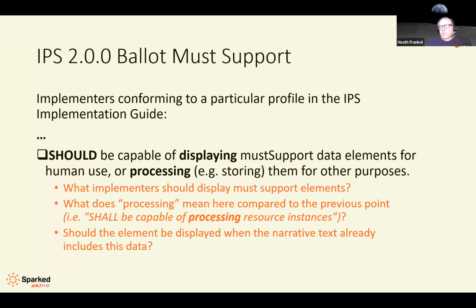And we haven't really talked about it too much yet, but there's a requirement in IPS that you generate a rendering, for lack of a better word, of the detailed content and put that into a text element as narrative. So you should display based on this dot point. But what if you've already created the narrative? Should you display the detailed content again, or just leave it to the narrative?